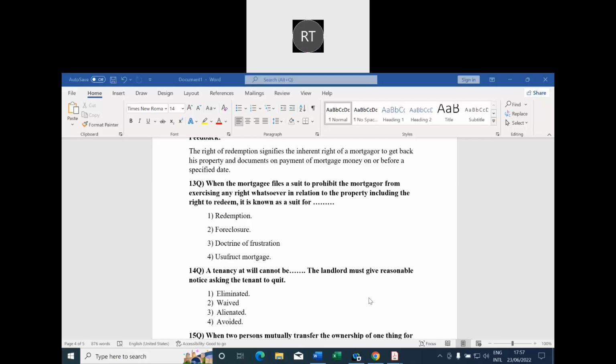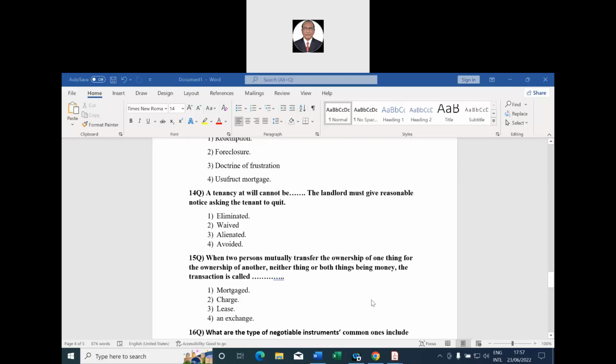14th question. A tenancy at will cannot be dash. The landlord must give a reasonable notice asking the tenant to quit. Number 1, eliminated. Number 2, waived. Number 3, alienated. Number 4, avoided. Alienated, sir. It is the appropriate word. A tenancy at will cannot be alienated. The landlord must give reasonable notice asking the tenant to quit. 15th question. Anyone can unmute and read.